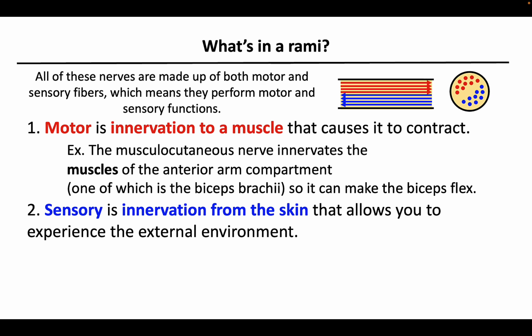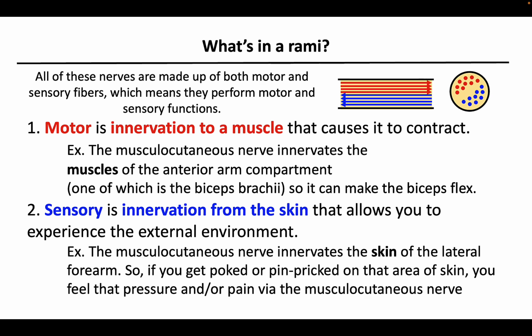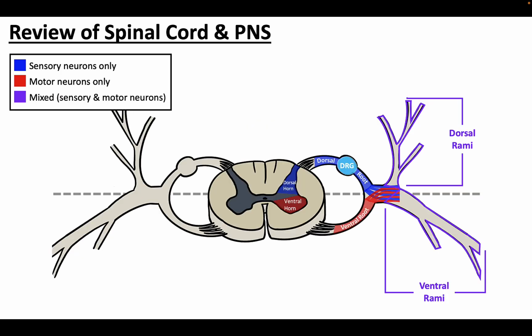Sensory is the innervation from the skin that allows you to experience and interact with your external environment. Musculocutaneous nerve also innervates the skin of the lateral forearm. So if you get poked or pinpricked in that area of skin, you feel that via musculocutaneous nerve. It has dual function, whereas spinal roots only contain one type of neurons. Dorsal is sensory, ventral is motor, rami are both.